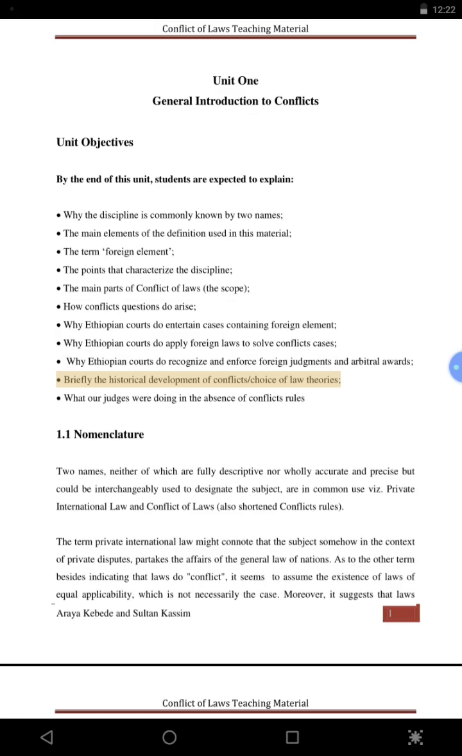Briefly, the historical development of conflicts, choice of law theories. What our judges were doing in the absence of conflicts rules.